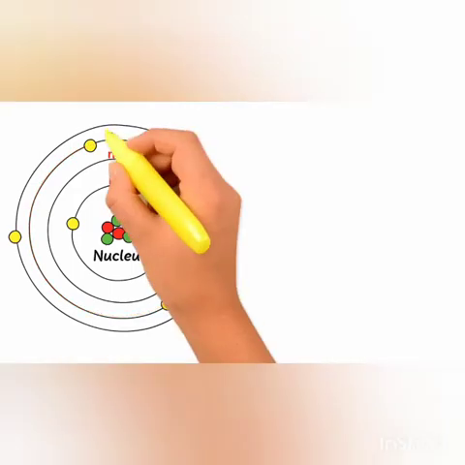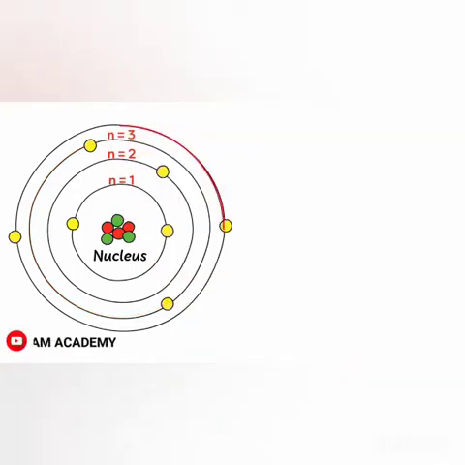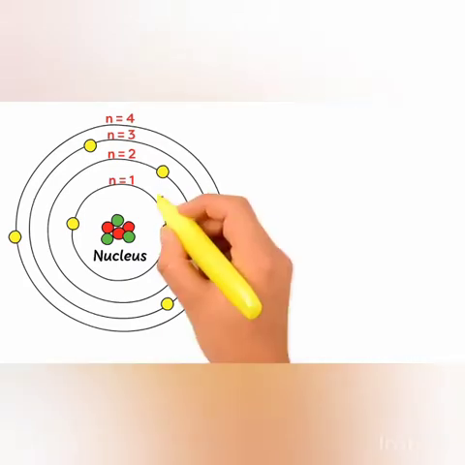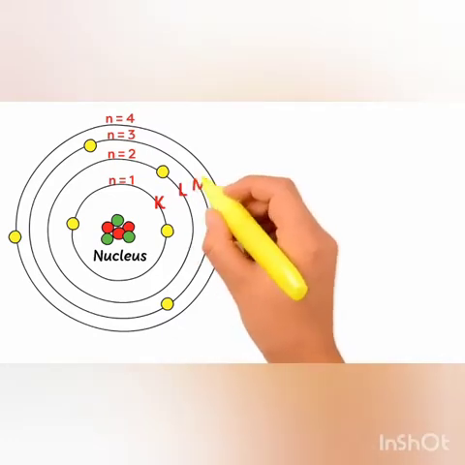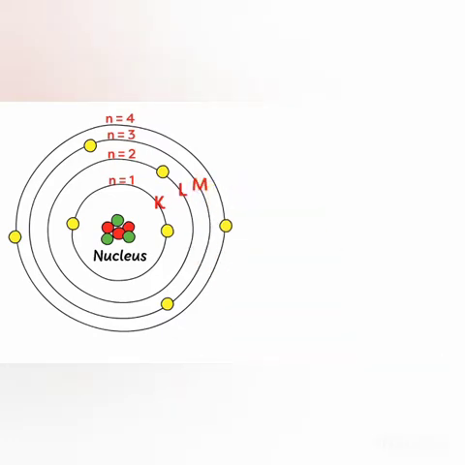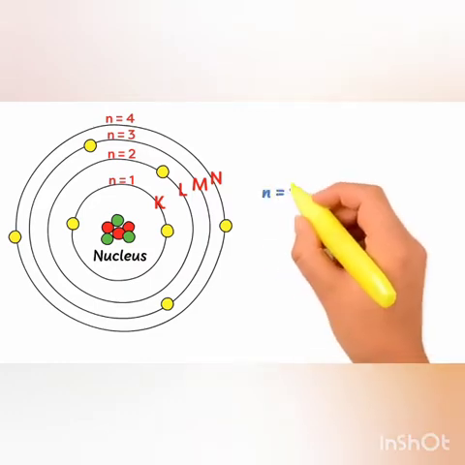N is equal to 1, N is equal to 2, N is equal to 3, and N is equal to 4. These are all main energy levels. These energy levels are designated by the letters K, L, M, and N. The first shell is K, the second shell is L, the third shell is M, and the fourth shell is N.